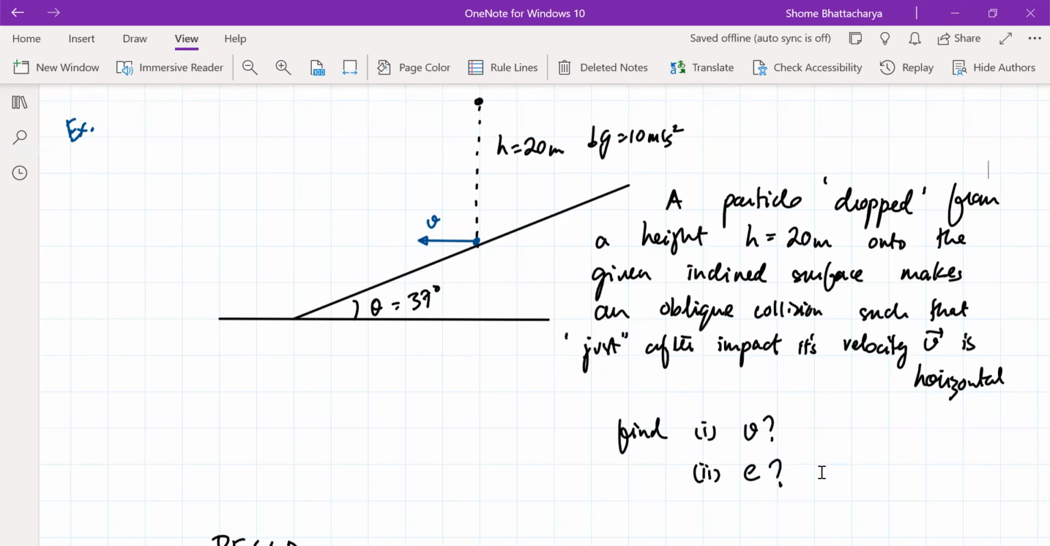Sir, the height 20 meters is measured from the ground or from the incline? No, from where we have dropped it, I mean, to where it will impact. From where we have dropped to where it impacts on the surface, that height is 20 meters. Okay, sir. So it's in free fall for 20 meters and then it makes the impact like that. Yes, sir.